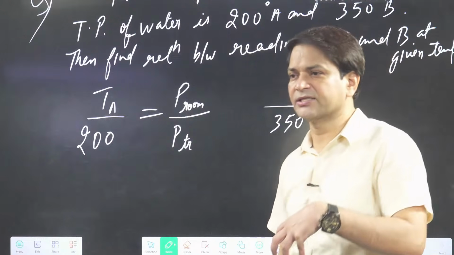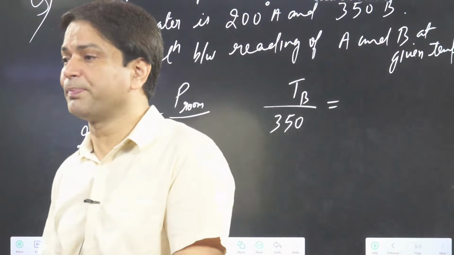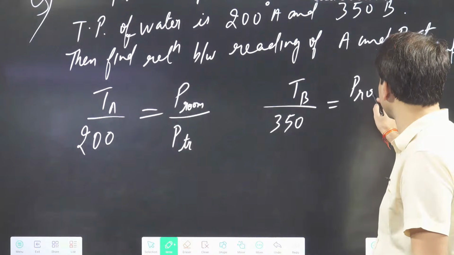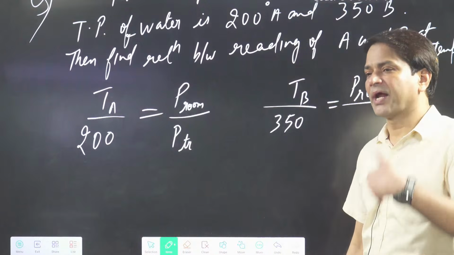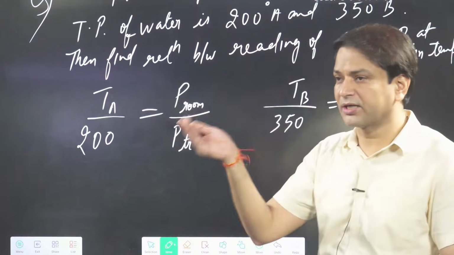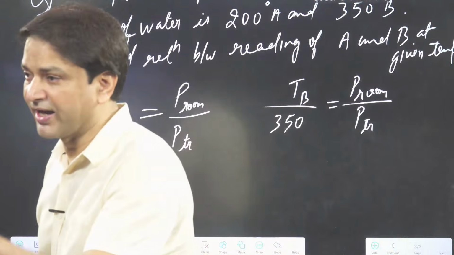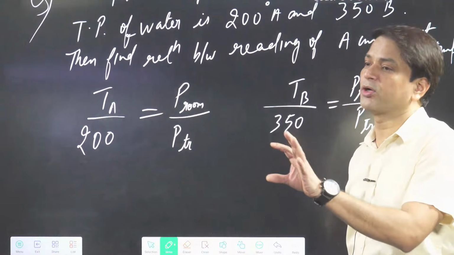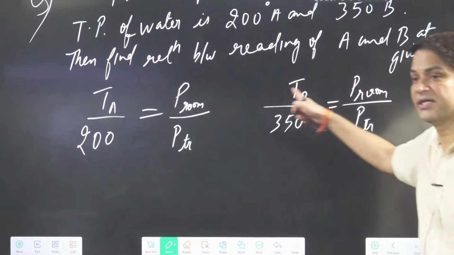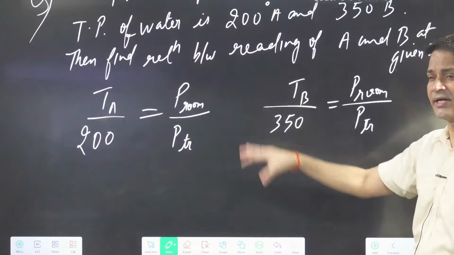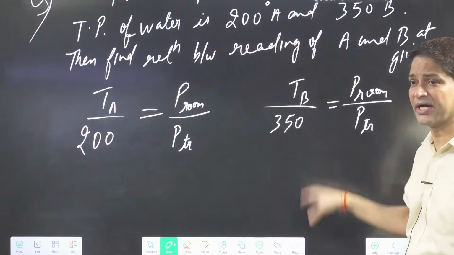Now I am measuring the room temperature. So for B also, pressure I will take room pressure. So on the right hand side I will take what? Room pressure, the pressure at the triple point of water. Readings can be different, but the pressure of the air at the triple point will be constant. That's why here I am taking PTR, and here I am taking PTR. Now if you see these two relations, the right hand side is the same.